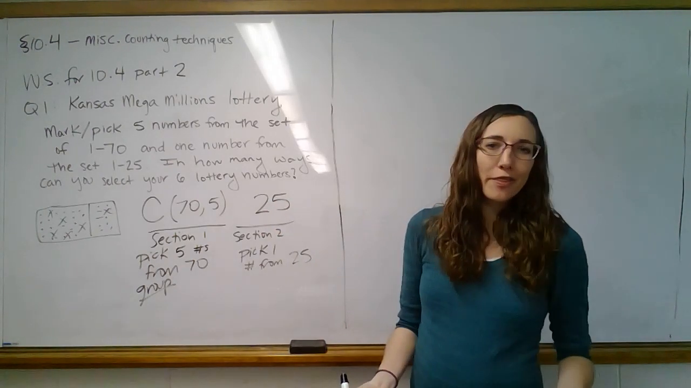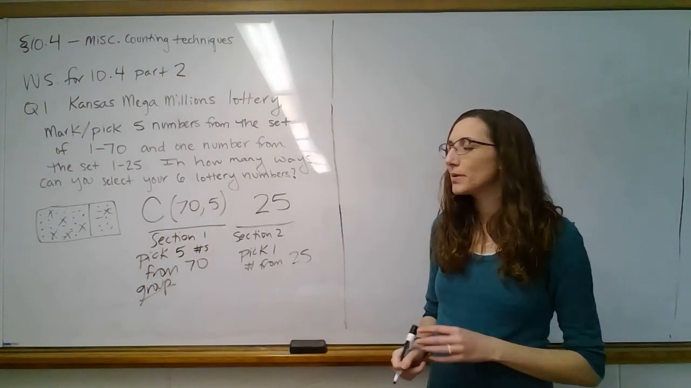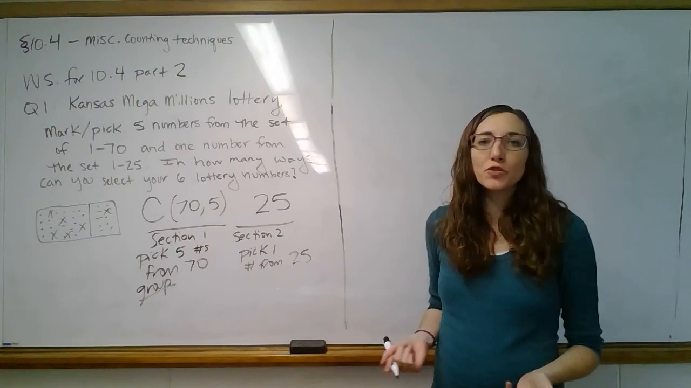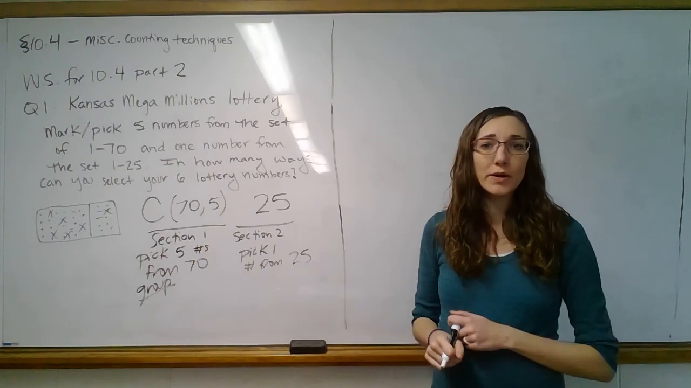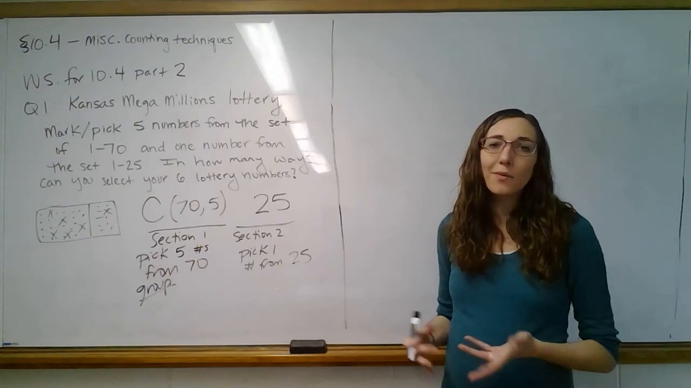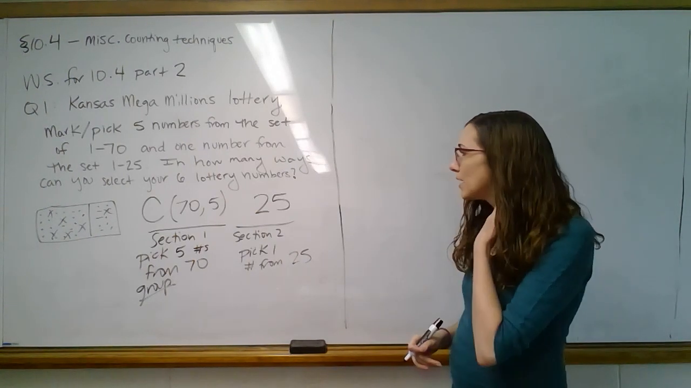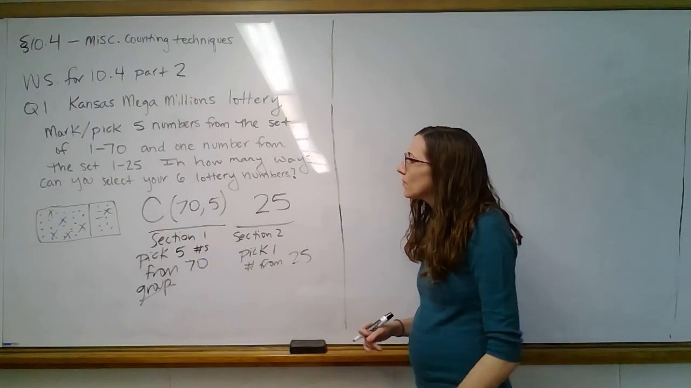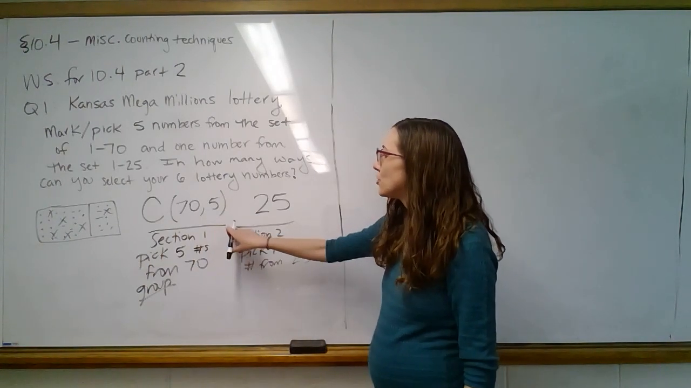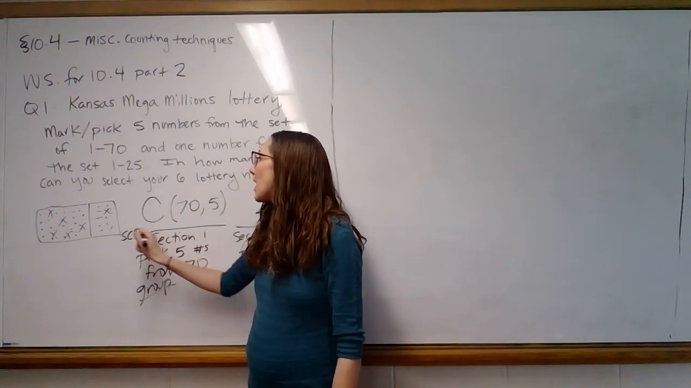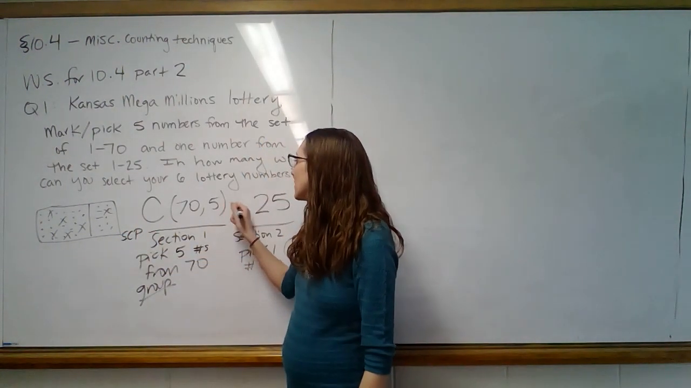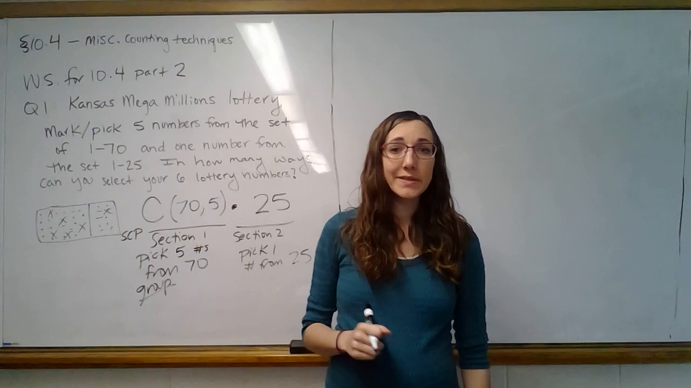All I'm doing is picking one thing. It's not necessarily a group per se. It's just, well, there's 25 different things to pick from, and I need to pick one. So there's 25 ways to do it. Either way you do the problem is fine. In the end, you're going to multiply by 25, because notice with these two events, that's the sequential counting principle. So in the end, we will multiply them together.